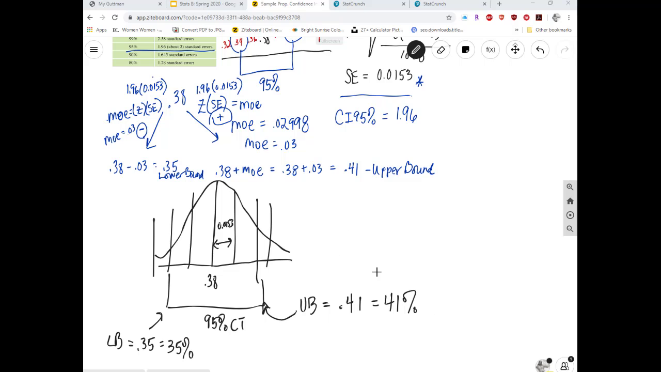Okay, what can I say here? I can say that according to my sample, I can say with 95% certainty that the true population parameter of people that believe in intelligent life on other planets is somewhere between 35% and 41%. This gives me my answer to problem A, or question A.